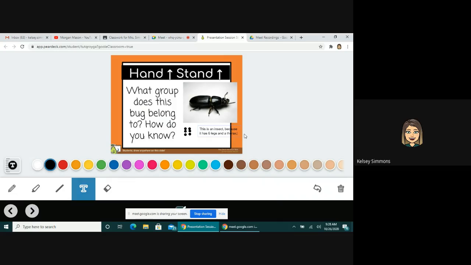Do you notice anything else that would make this bug an insect and not an arachnid? Let me know if you do. You can type on this slide also, and you can draw and label on the picture using your tools at the bottom. I want you to work on identifying what kind of bug this is. What group does this bug belong to? Is it an insect or is it an arachnid? How do you know? Let me know what you think.